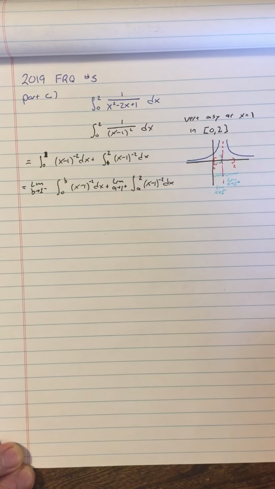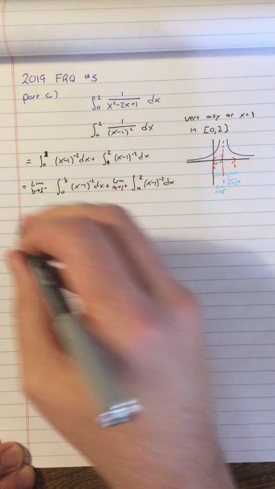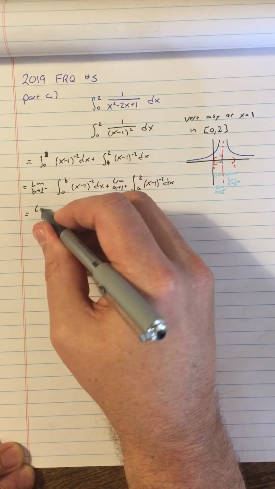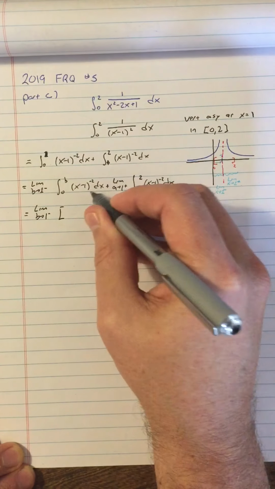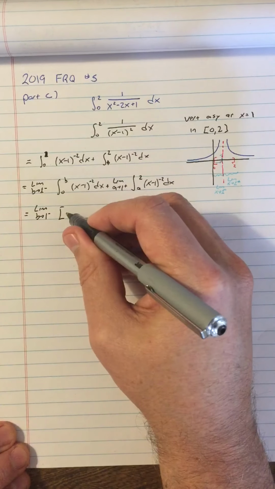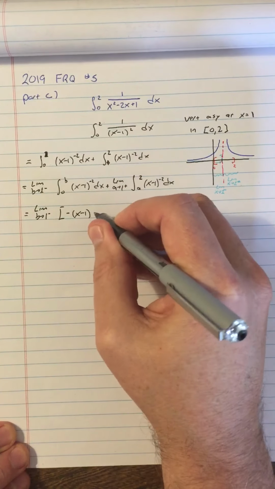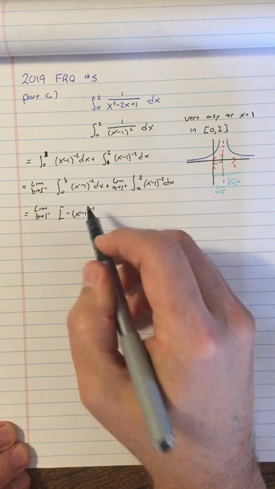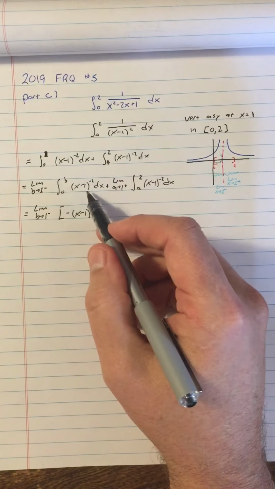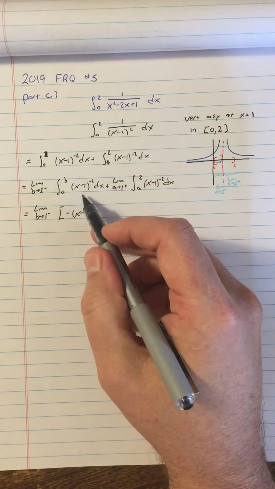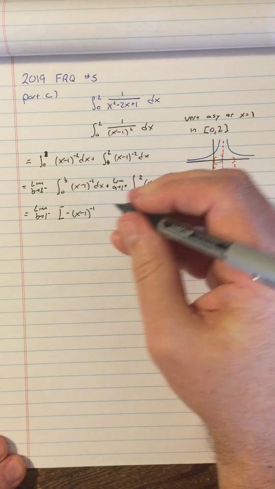So that just geometrically is how that's going to work. Okay, now I can just do my straight antiderivatives. So I have the limit as b approaches 1 from the left of the antiderivative of (x minus 1) to the negative 2, which is negative (x minus 1) to the negative 1. This is really an inside function, u equals x minus 1, but again, du equals dx, just like in the last part, so I don't have to track it.